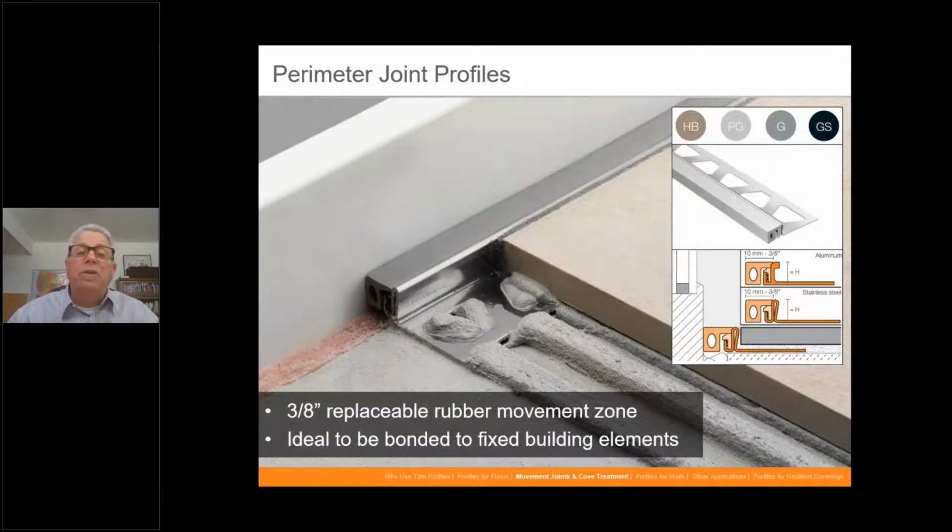This one also can be used as a perimeter joint. This is a little more heavy duty, one that you could use here, and you can actually bond this to the fixed elements, to the restraining surfaces around the perimeter.